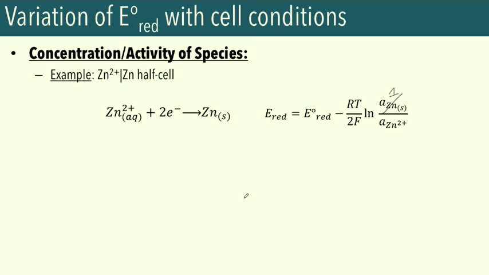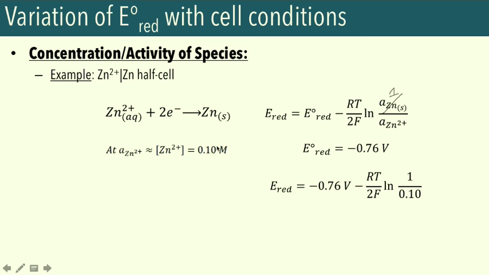So we could investigate what happens when we decrease the concentration or activity of our species in solution. Okay, so let's say that we have conditions in which our zinc ion concentration, which we can approximate as our activity, is equal to 0.10 molar. Okay, so note that the standard reduction potential for this half cell is -0.76. So if we replace the activity of our zinc 2 plus ions with the corresponding concentration over here, we get this potential over here.